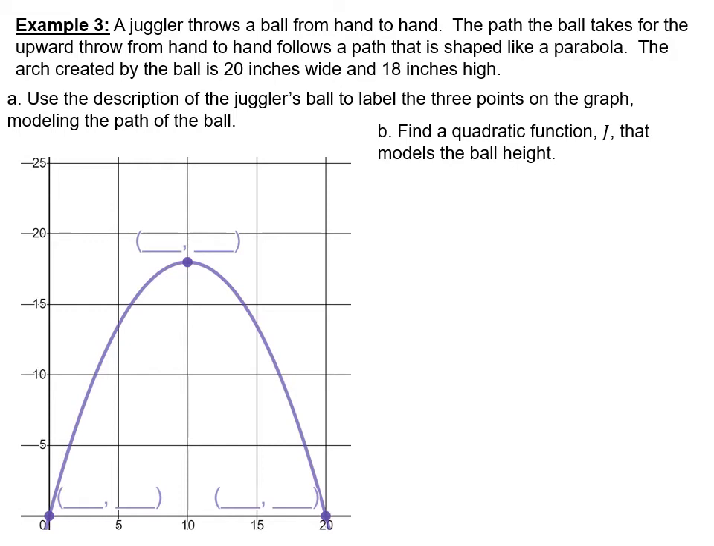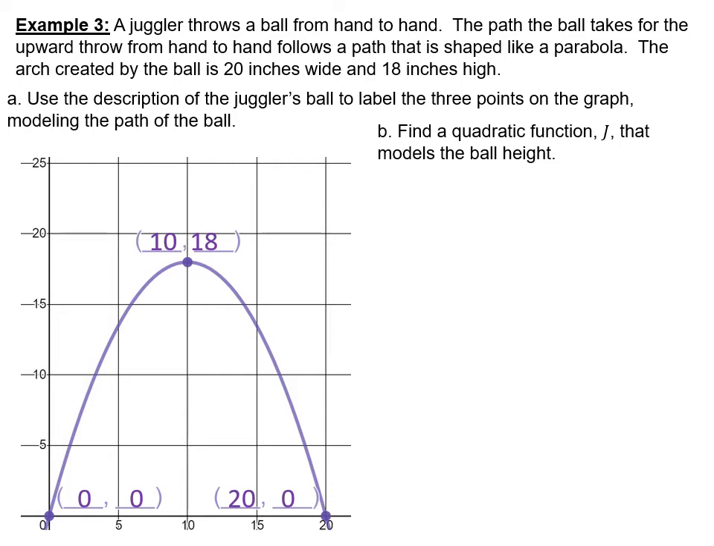Use the description of the juggler's ball to label the 3 points on the graph modeling the path of the ball. Well, where it starts would be kind of like at 0, 0, and at 20 inches wide, so the other one would be 20, 0. And then the max height is 18 inches high, and that would be halfway between 0 and 20, so that'd be about 10. So there we've got the points.